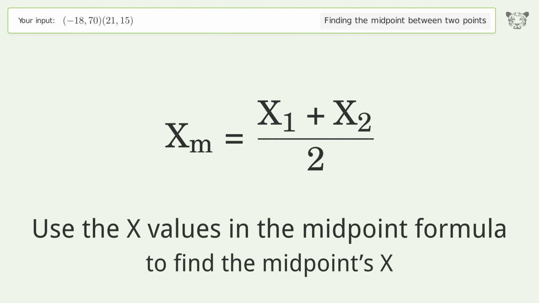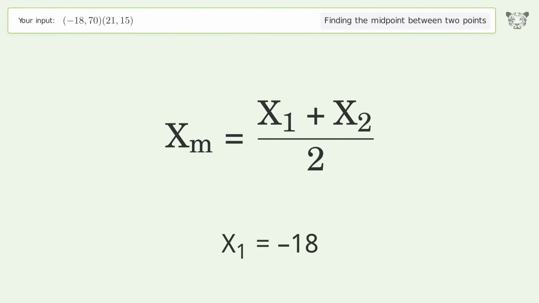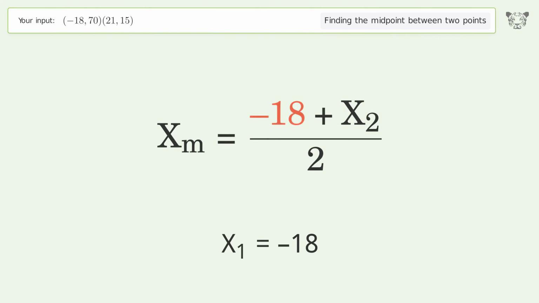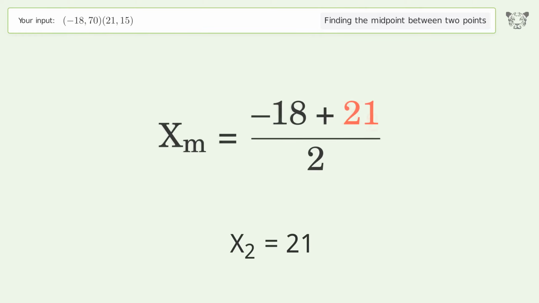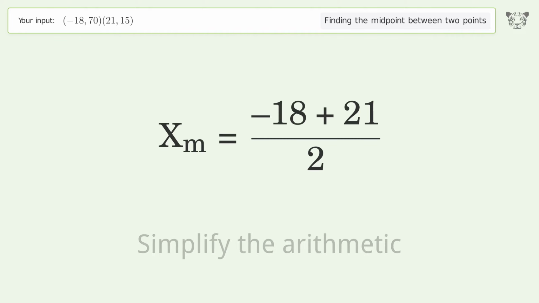Use the x values in the midpoint formula to find the midpoint's x. x1 equals -18. x2 equals 21. Simplify the arithmetic.